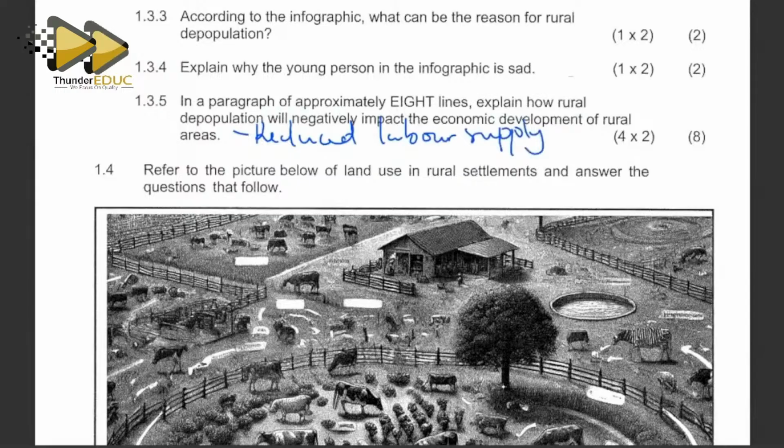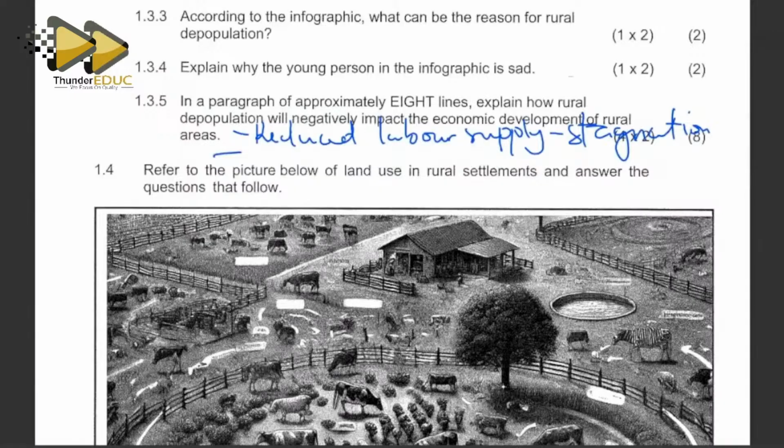We know well that the productive labor force is the one that migrates to urban areas. And in the rural areas, there is reduced labor supply that is going to cause stagnation of the economy. The economy is not going to grow, it's going to be stagnant because it no longer has a productive labor force. People who are supposed to be working on the fields are no longer there. And then who is going to work on the fields? The economy is going to be stagnant for that reason.